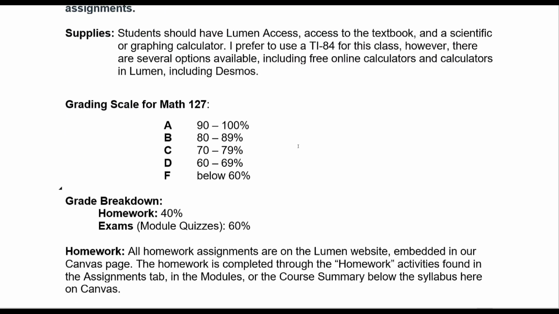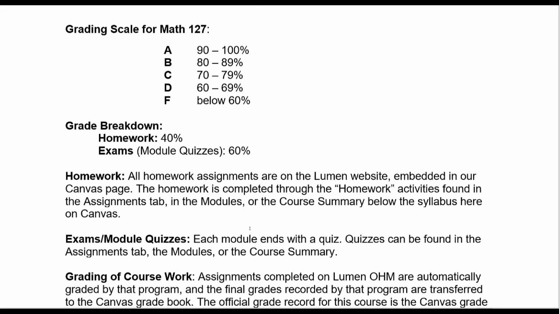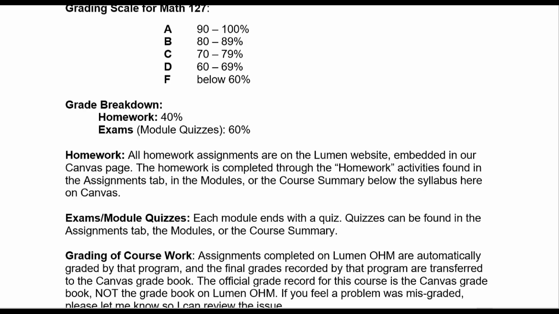Grading scale, standard A, B, C, D, F. So homework is 40%, and your exams, which are the module quizzes, we have 5 of those, are 60% of the grade. All homework assignments are on the Lumen website, but they're embedded within our Canvas page. The homework is completed through the homework activities found in the assignments tab in the modules, or the course summary below the syllabus here on Canvas.